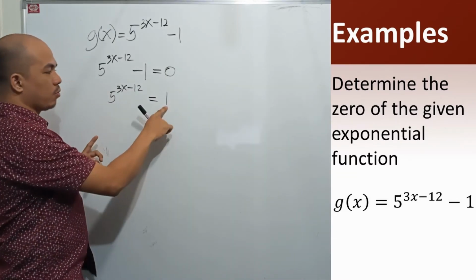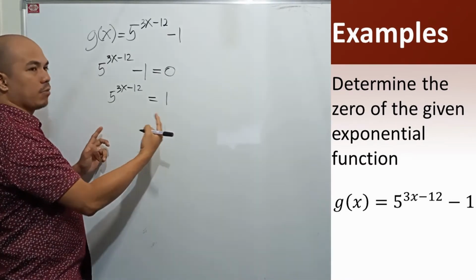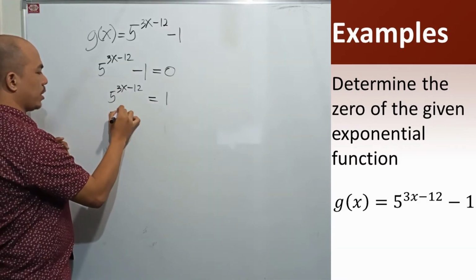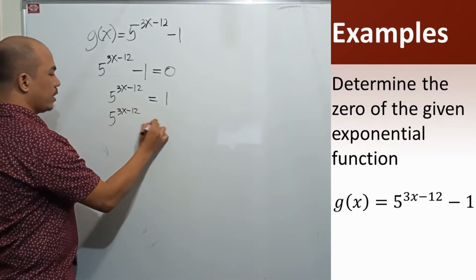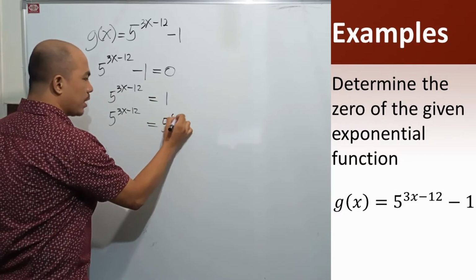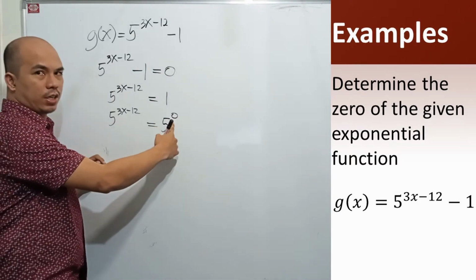Okay? So, ibig sabihin, yung 1 natin, express natin siya ng kailangan ng base niya ay 5. Okay? So, paano yun? So, we have 5 raised to 3x minus 12 is equal to. So, yung 1, pwede natin siyang express as 5 raised to 0. Sir, bakit 5 raised to 0? Ano ba ang resulta pag 5 raised to 0?